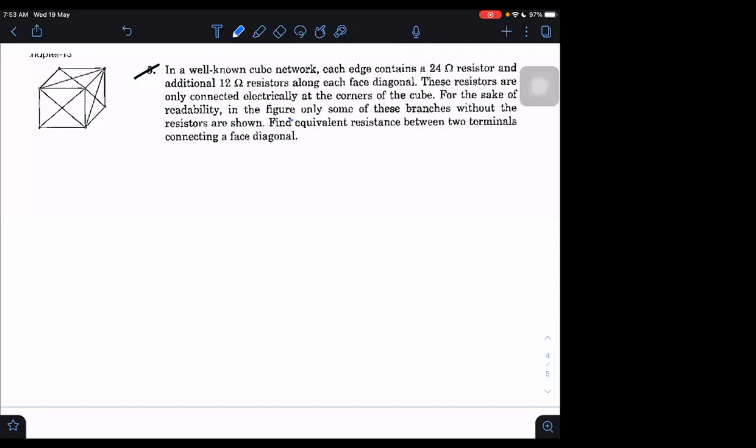Question number, this next question. What is in this? Here we have a cube network. Each side contains a 24 ohm resistor and additional 12 ohm resistors along each face diagonal. Okay, so how is it there?